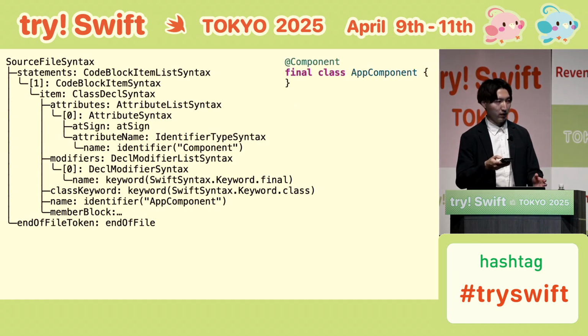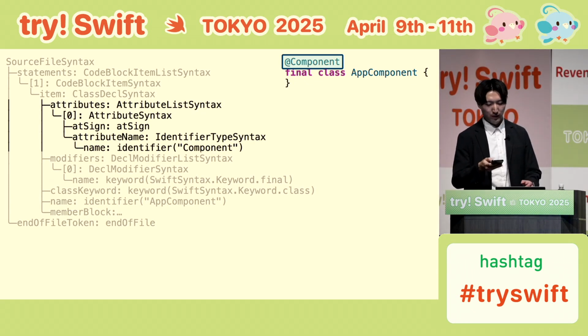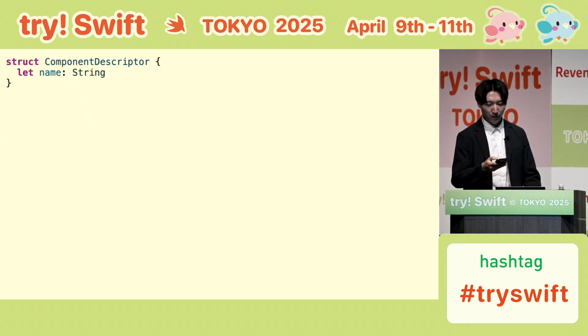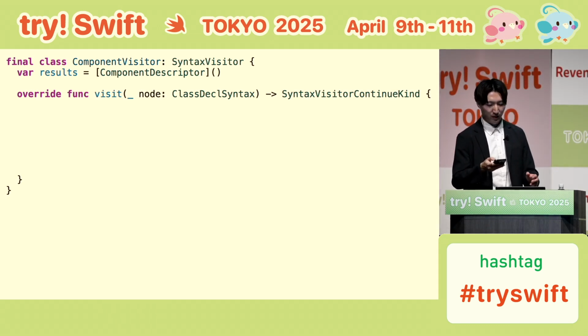This syntax tree corresponds to AppComponent. For example, the attributes node maps to @AddComponent, and the name node maps to the class name AppComponent. By traversing this syntax tree, we can gather information about both components and dependencies. Then, we define a ComponentDescriptor to represent the information about each component. Next, we implement a ComponentVisitor that collects ComponentDescriptor instances.